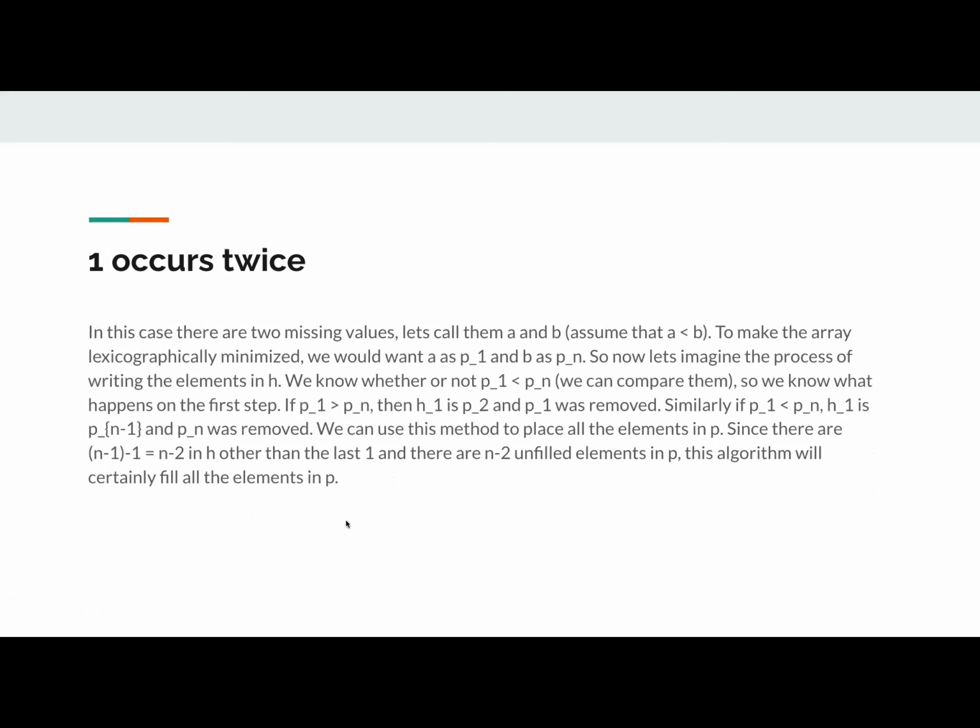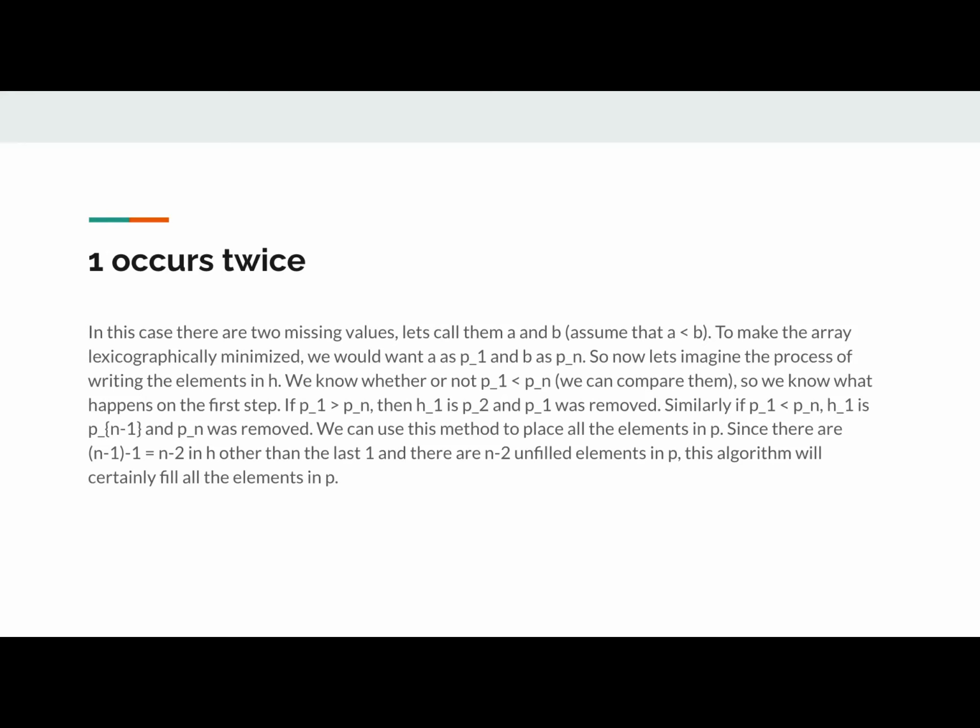So then if 1 occurs twice, we know that there are two missing values. This is because there's a total of n minus 3 elements that are not equal to 1, and then there's one of them that's 1, which leaves two elements that are missing. Let's call them A and B, and we assume that A is less than B. If they weren't, we can just swap them. To make the array lexicographically minimized, we would want P of 1 as A and P of n as B, because A is less than B, and having P of 1 be A will be better than having P of 1 be B, right?